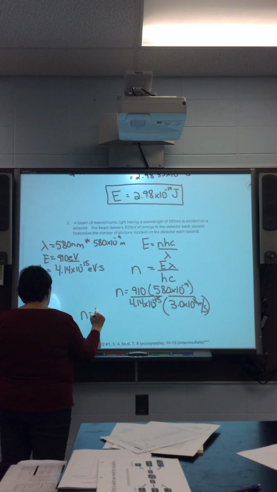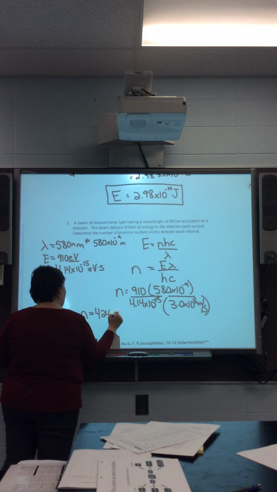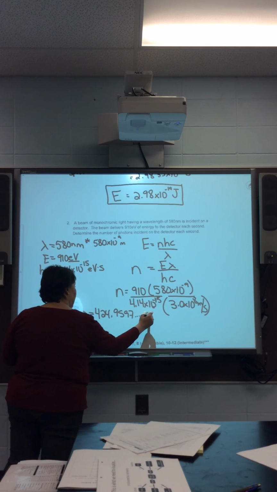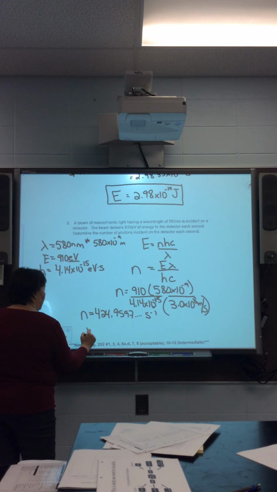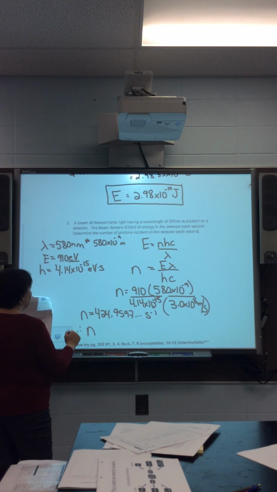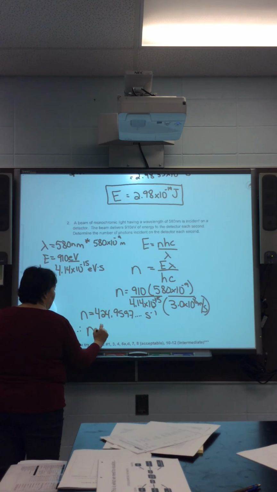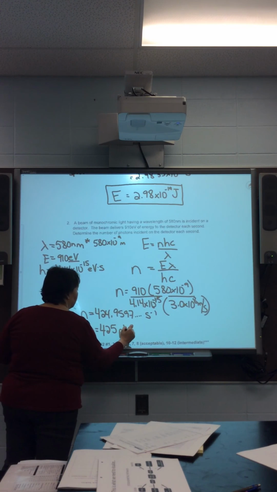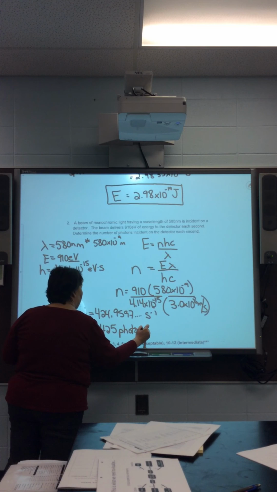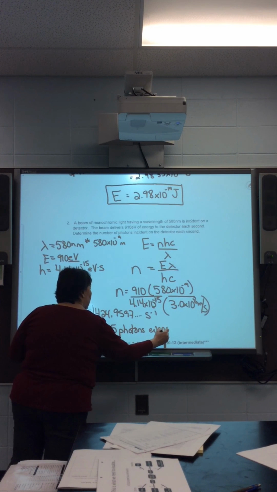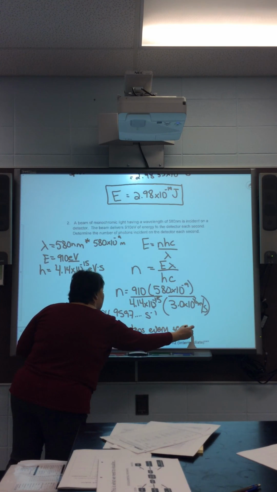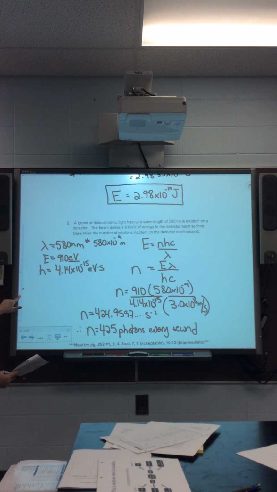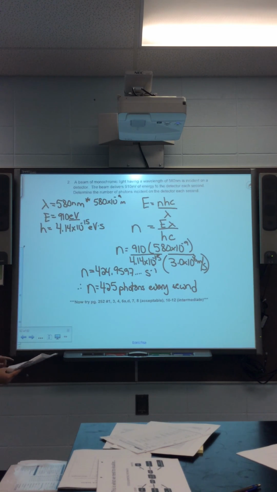N equals 424.9597 seconds to the negative 1. Therefore, based on sig figs, we can only have 3. 425 photons every second. Okay, and so you're going to want to work through these questions that are listed at the bottom of the page.